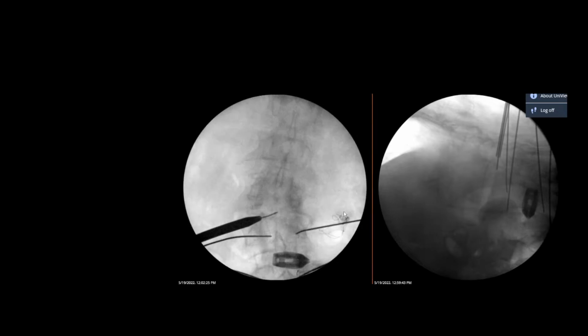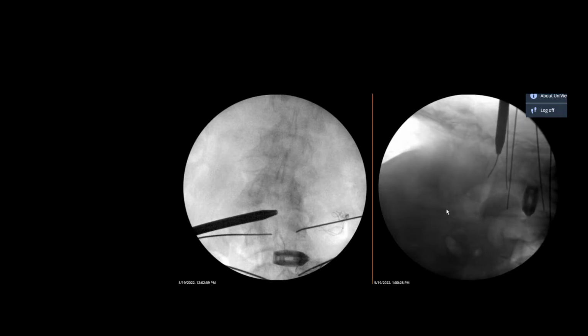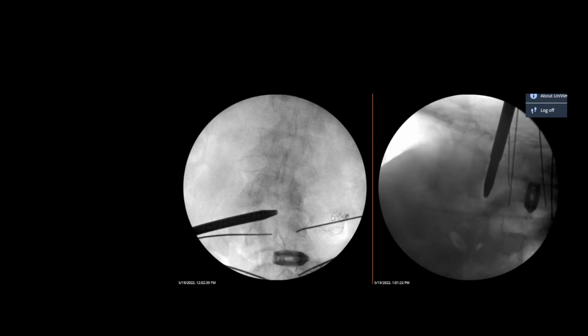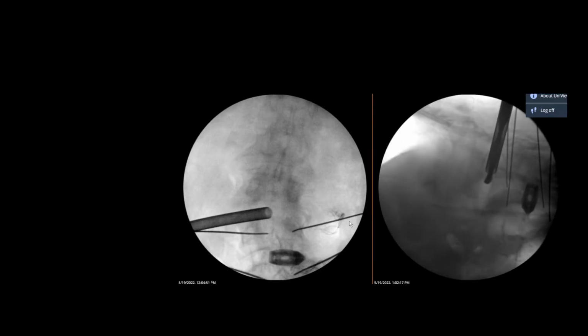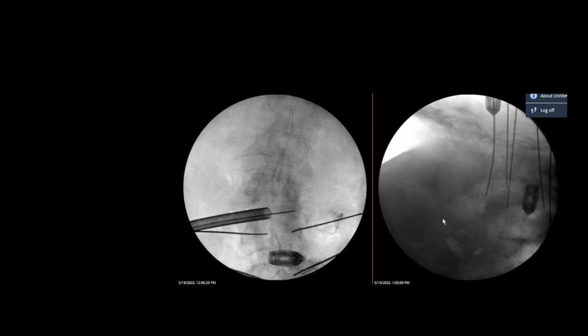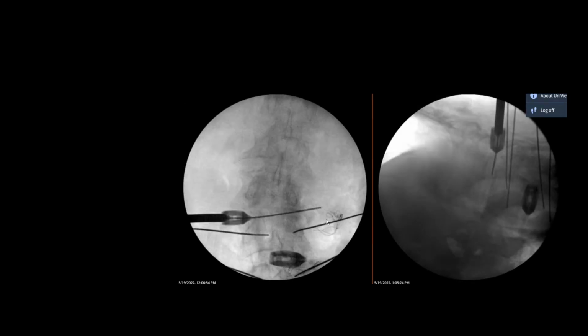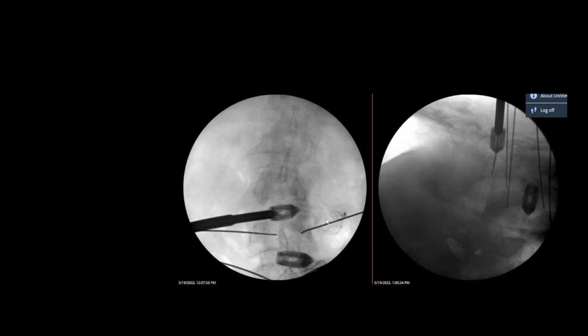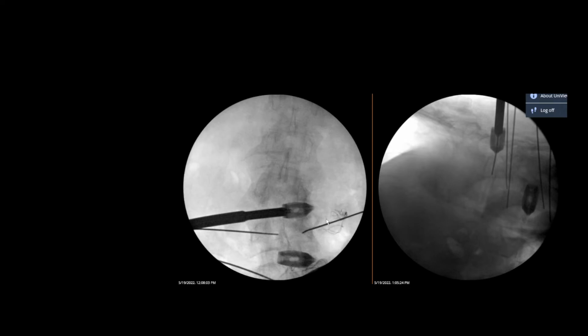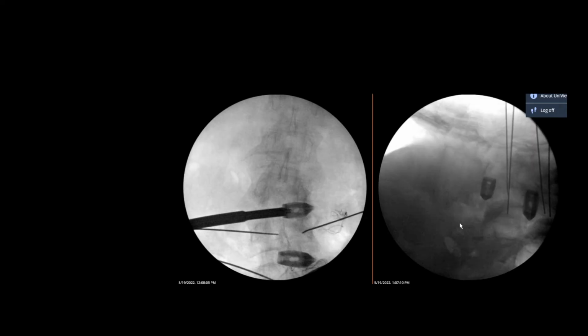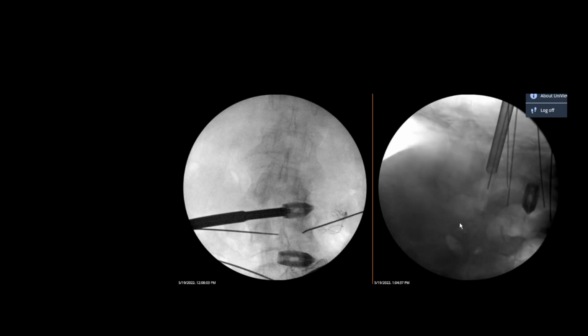And here we enter the disc space. And again, after proper preparation, we put a cage again completely to the other side to correct. And as you see, look at that, the scoliosis already is getting corrected as well. If you look in this view, you see that when the cage is going in, the foraminal size increases.